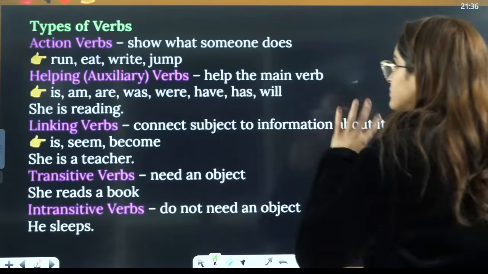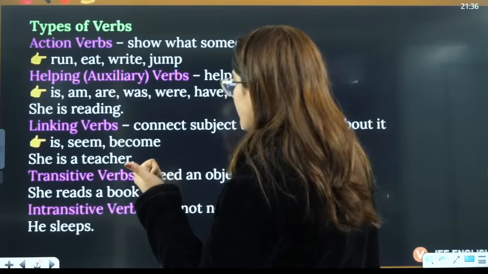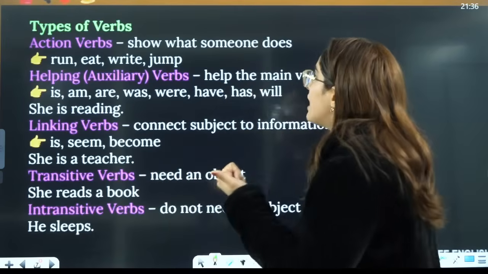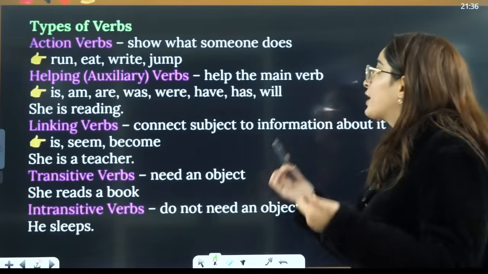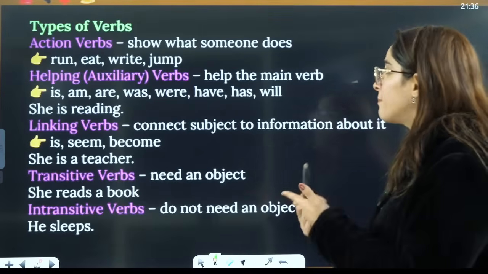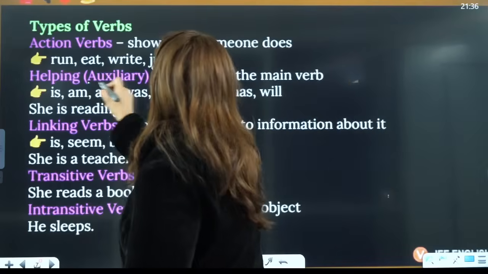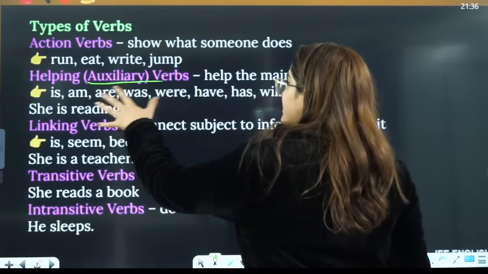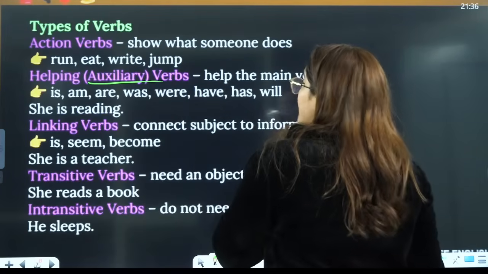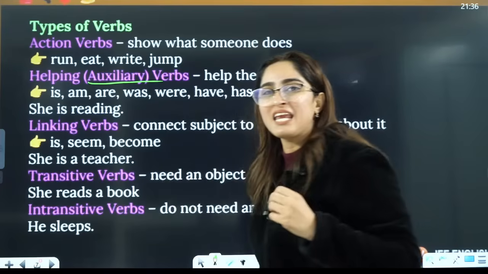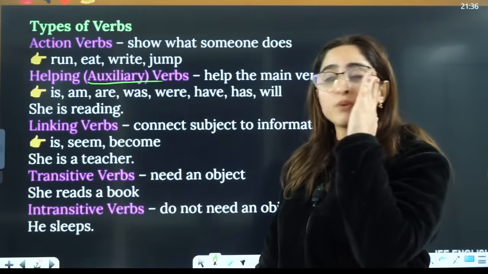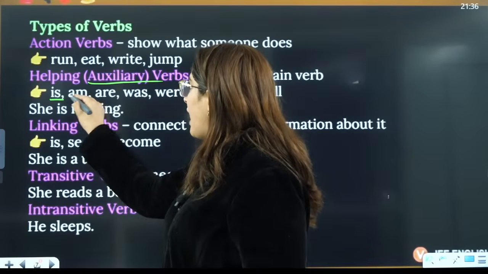Then you have five types of verbs here. First is action verb, what you're doing, right? You are running, you're eating, you're writing, you're jumping. Helping verb or auxiliary verbs, they help the main verb: am, are, was, were, have, has, will, right? That means she is reading, I am going.